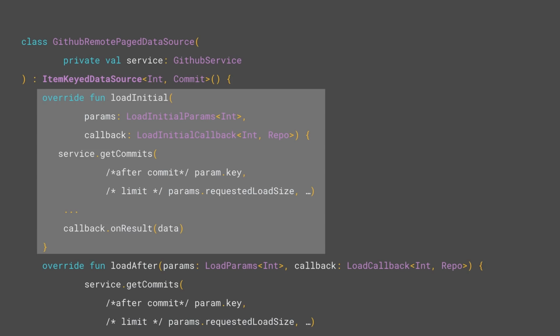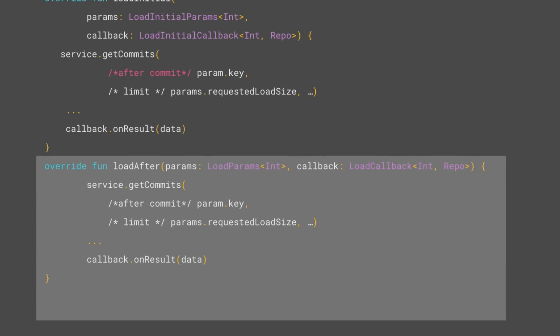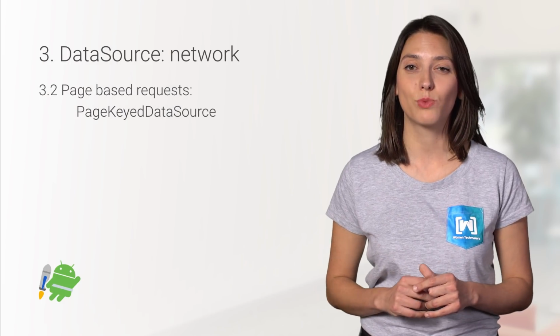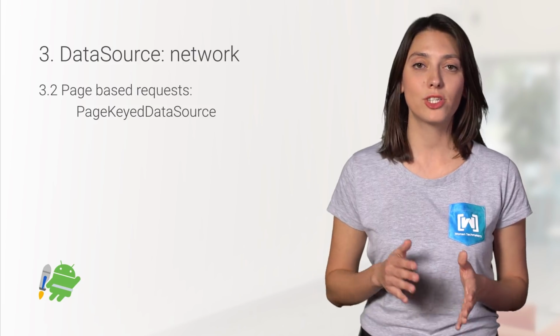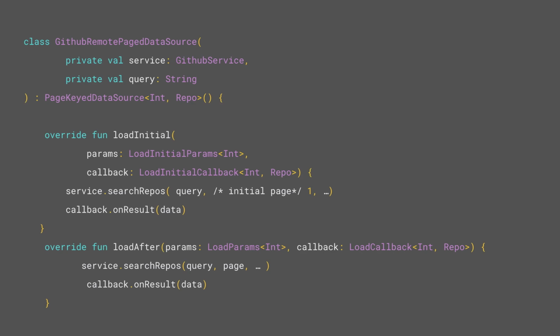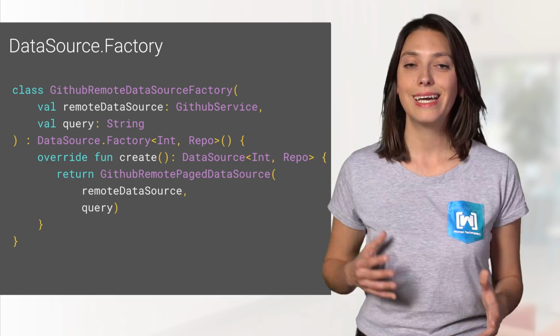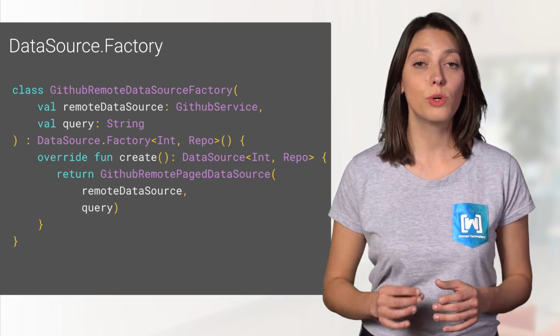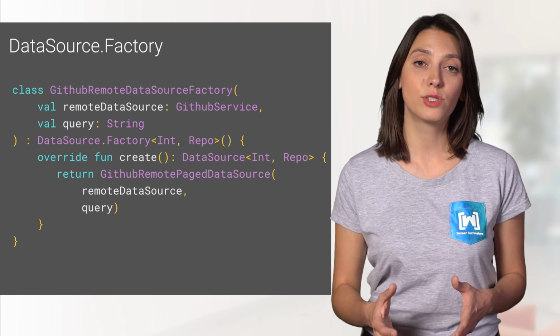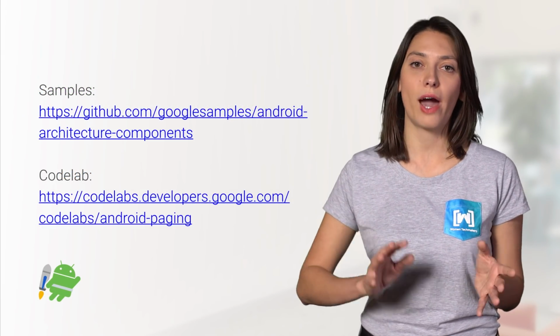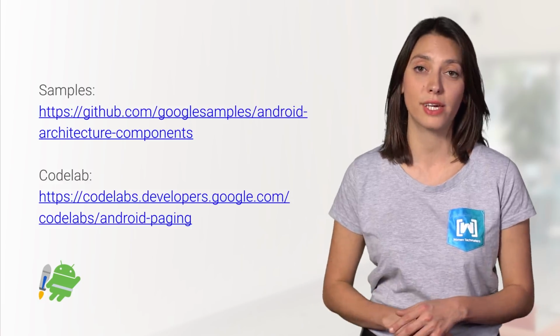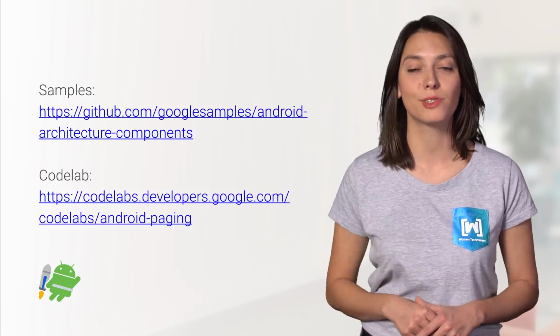Item-keyed data source allows you to define how to load the initial page, as well as how to load items both after and before a keyed entry. If your backend exposes APIs that work with pages, then you would extend from page-keyed data source. For example, the search repository's GitHub API returns paginated items. In the GitHub API request, you need to specify the query, which page you want, and optionally the number of items per page. Independent of how you create your network data source, you will need to implement a data source factory that knows how to create your data source. For full examples of how to implement all of these cases, including how to handle error cases or retry mechanisms, check out our samples on GitHub.